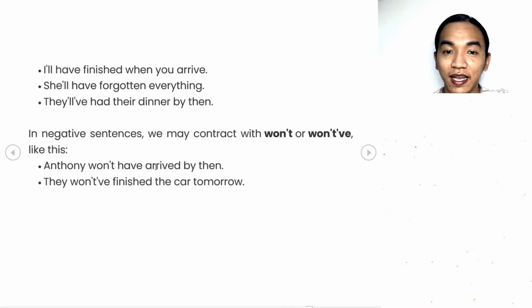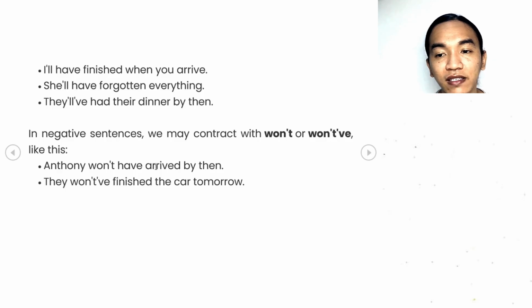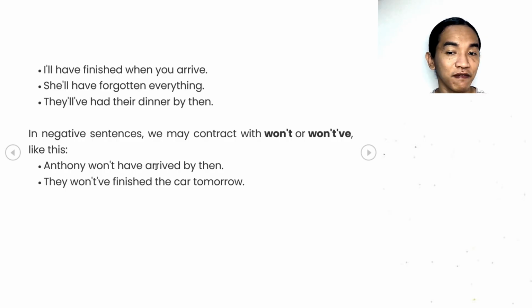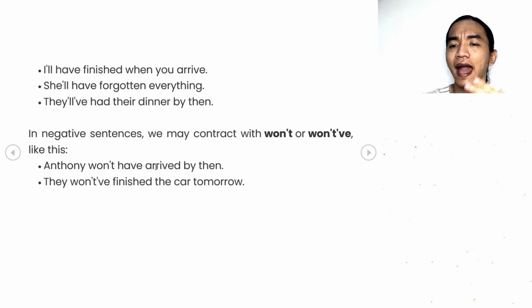All right. Now, let's see the examples. I'll have finished when you arrive. She'll have forgotten everything. They'll have had their dinner by then. Now for negative sentences, we may contract with won't or won't have. Like this. Anthony won't have arrived by then, or they won't have finished the car tomorrow. Actually, the won't have contraction is not a common one. It's kind of difficult to pronounce. So that's why we commonly use will not have instead.